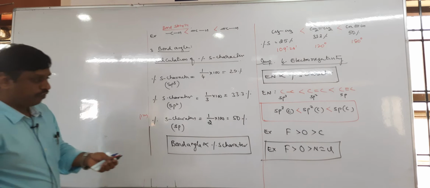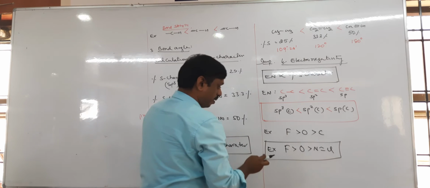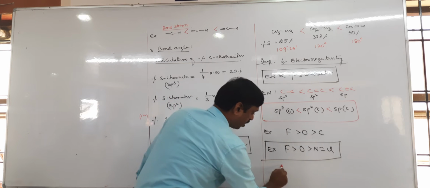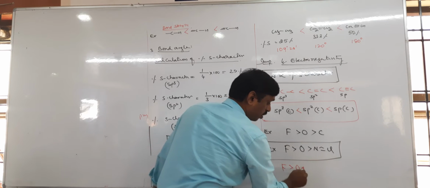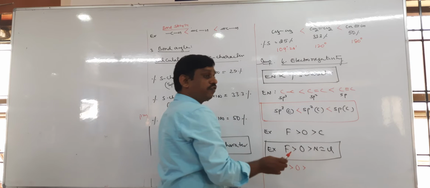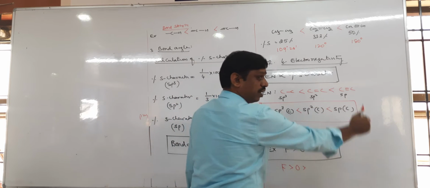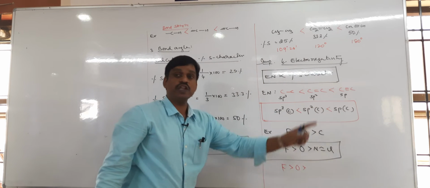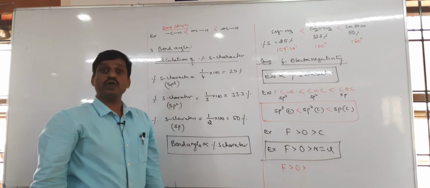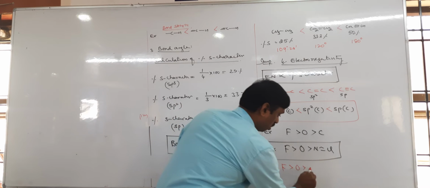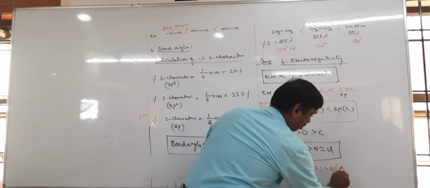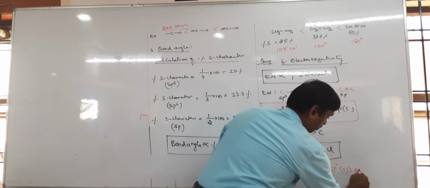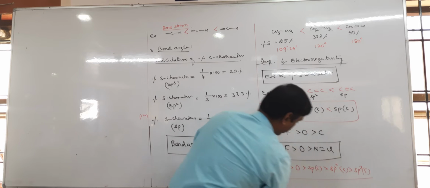Now if I want to write the order, tell me. Fluorine has the highest EN, next is oxygen. After oxygen, if I want to write carbon, all three carbons, tell me, among all three carbons, which carbon has the highest electronegativity? Obviously sp carbon has more, next sp2 carbon, next is sp3 carbon. Important.